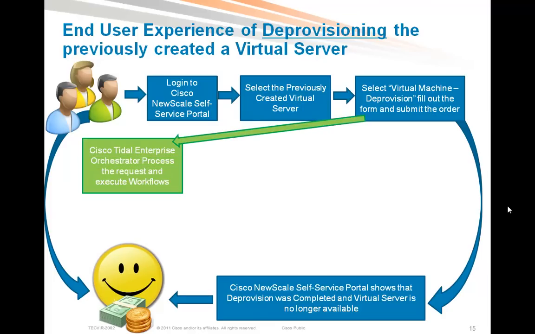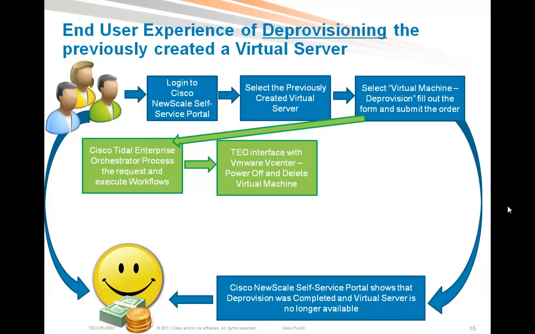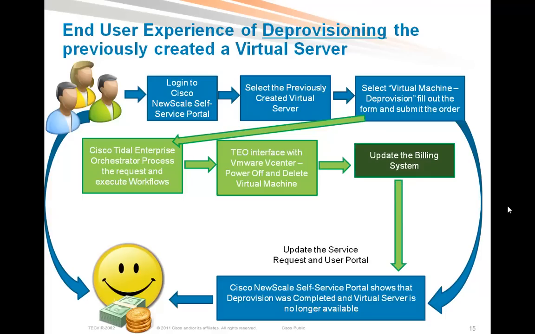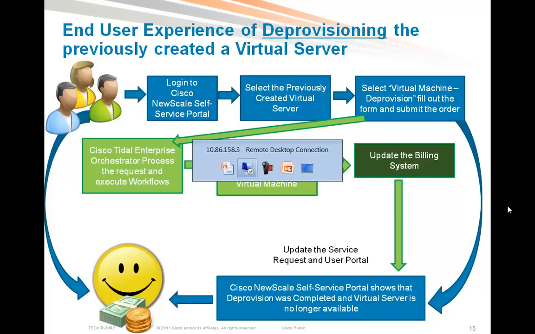In the background, what's happening is the Tidal orchestrator is processing that request, executing the workflow for deprovisioning a VM, which in that case is going to involve powering off the VM and deleting it. Other things could happen as well, for example, updating your billing system. I can notify a billing system that the VM is no longer used, so it stops charging for it. So it's going to go ahead and do that.